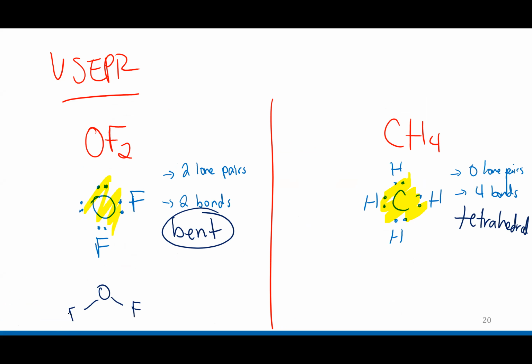So I would put my F's here. Then I would have a little wedge and some hashes. And then I would put my lone pairs here. You could call this E if you wanted, by the way. Right, you could put an E there. I'm a fan of drawing the lone pairs.